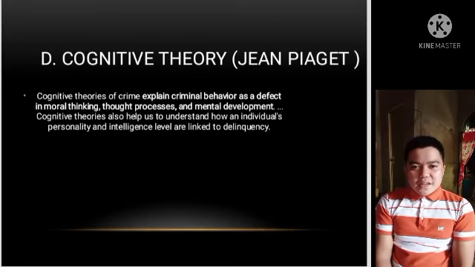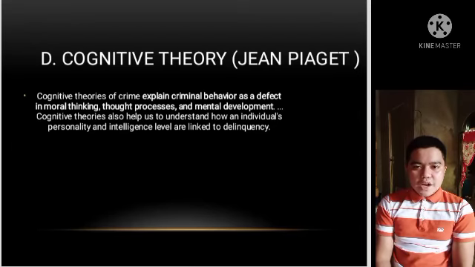Cognitive theory by Jean Piaget. Cognitive theories of crime explain criminal behavior as a defect in moral thinking, thought processes, and mental development. Cognitive theories also help us to understand how individuals' personality and intelligence level are linked to delinquency. For example, when a therapist teaches you how to detect dysfunctional patterns and replace them with constructive ones, they are employing cognitive theory principles.